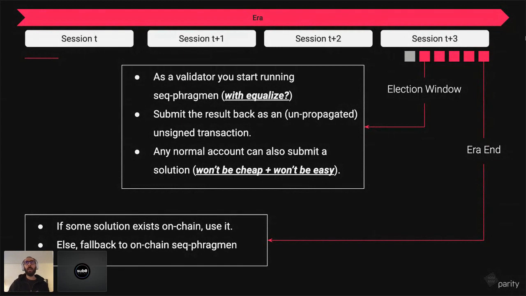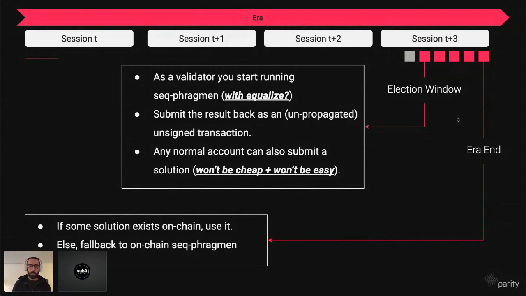And when the era ends, we look at the chain state, and we always keep the best solution as we receive them. At the end of the era, we look at the chain state. If we have a solution queued and ready to be used, we use that. If not, we fall back to the on-chain Phragmen, which is what we were doing two days ago, basically. Yesterday, Kusama updated to this mechanism, and now it's actually working. So good timing, kind of.